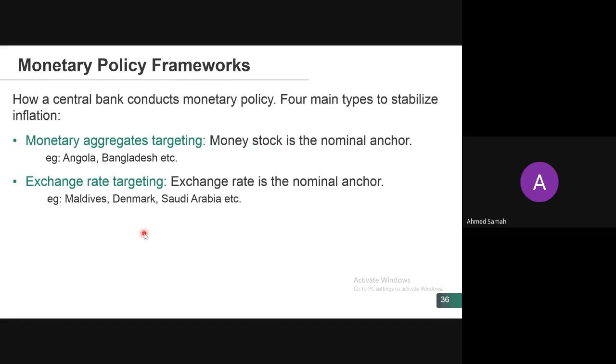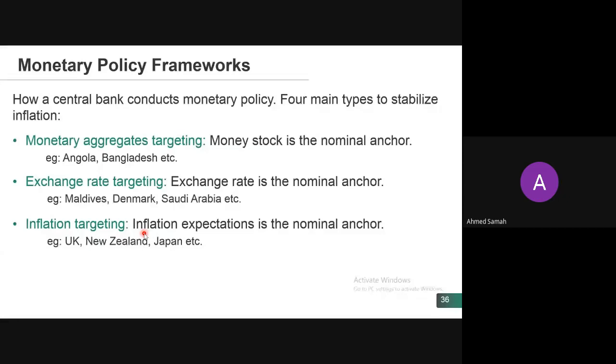Then inflation targeting, where they target the inflation expectations, not the actual inflation rate, but the inflation expectations. Maintaining price stability this way is inflation targeting. Most advanced countries use this type of targeting. The UK, New Zealand, Japan, India, and more recently Sri Lanka, are adopting inflation targeting.